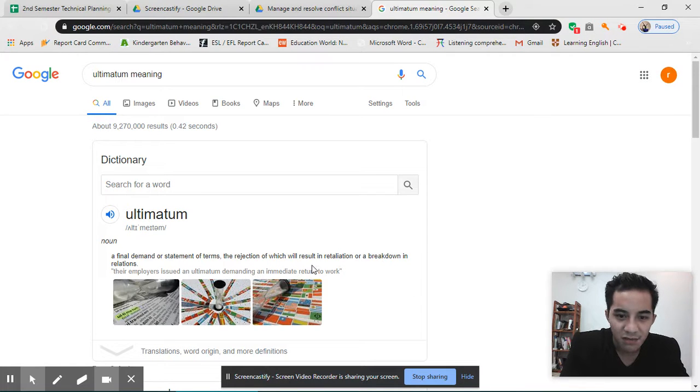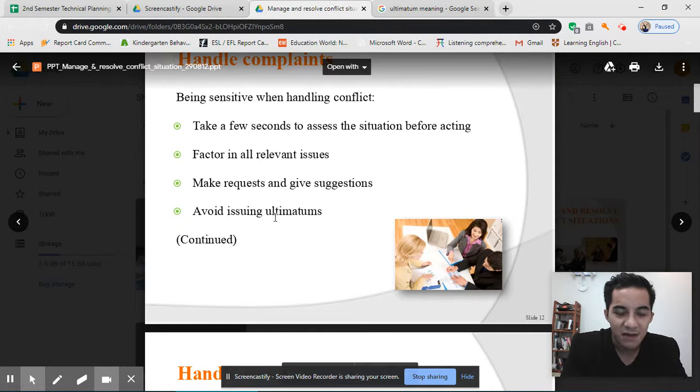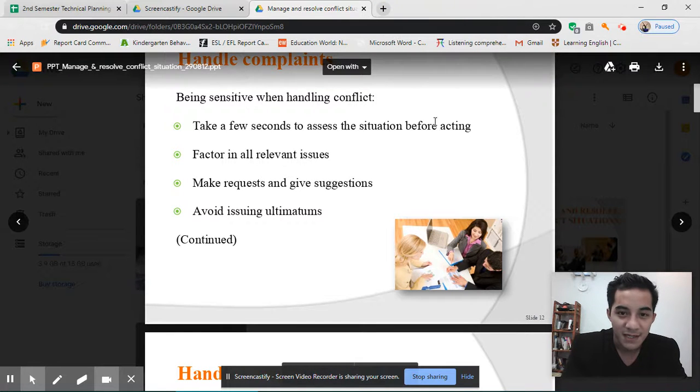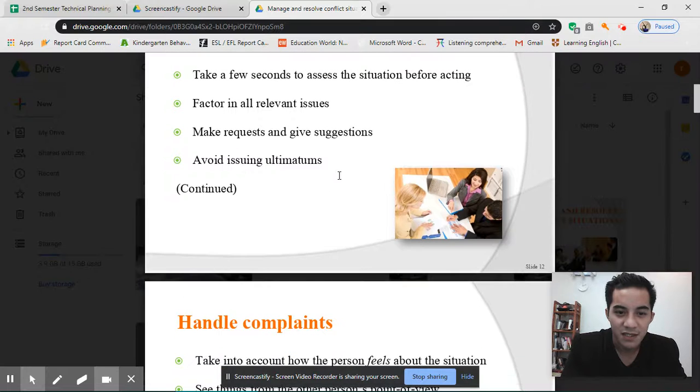That will result in retaliation, something like revenge, so it's not good. Or a breakdown in relations, so you're cutting the relations off. So, avoid issuing ultimatums. It's like saying, okay, that's the problem, please get out of my establishment, don't come back. That's some kind of ultimatum, so don't do that. It's a bad thing to do. Let's at least try to solve the situation, because we're learning to become a person with the right attitude.